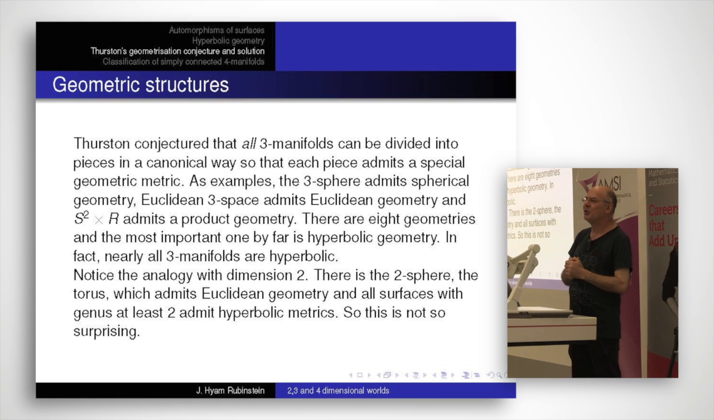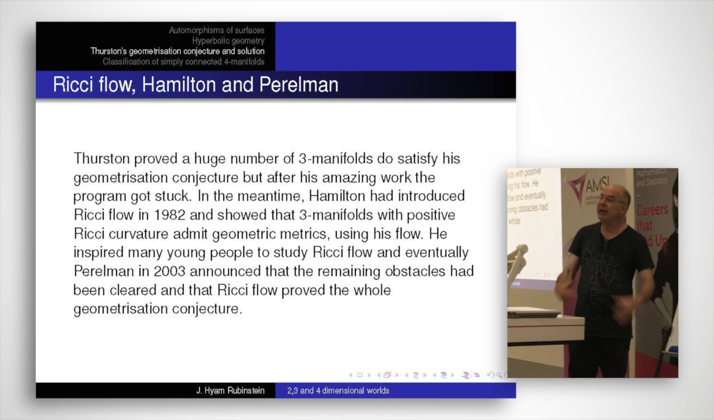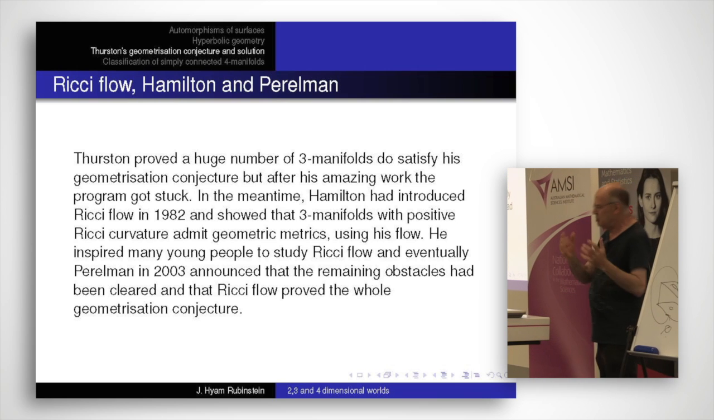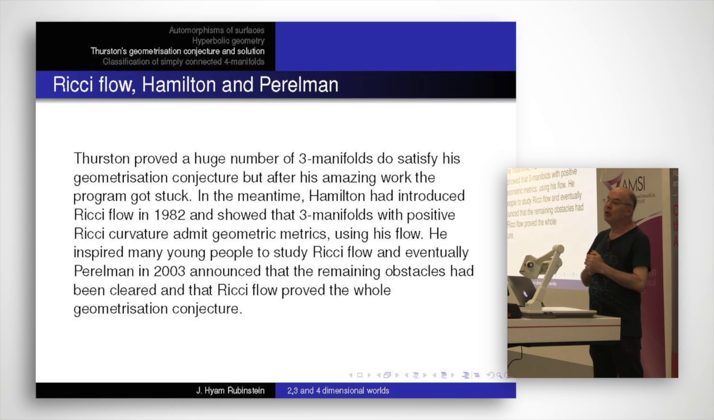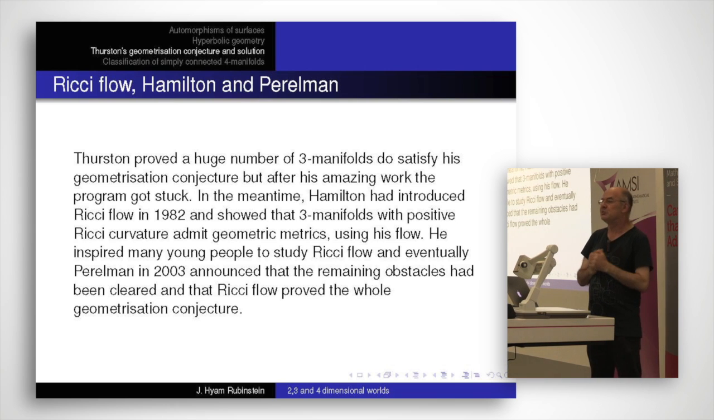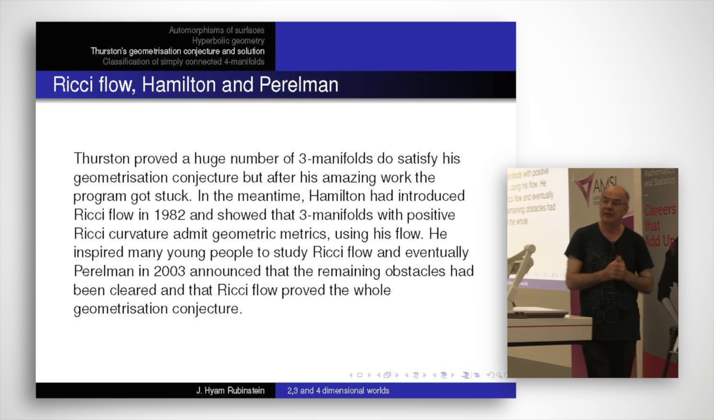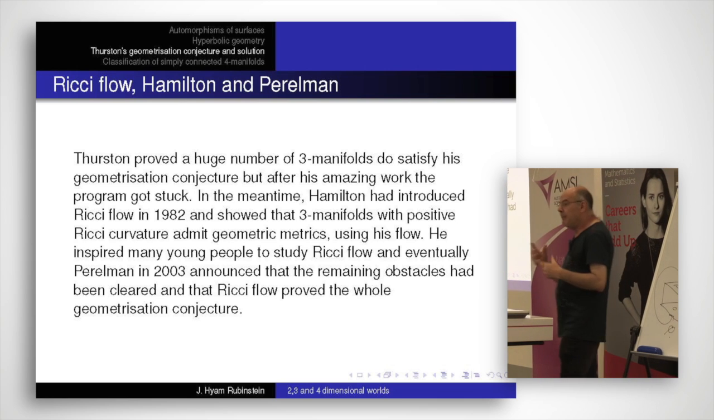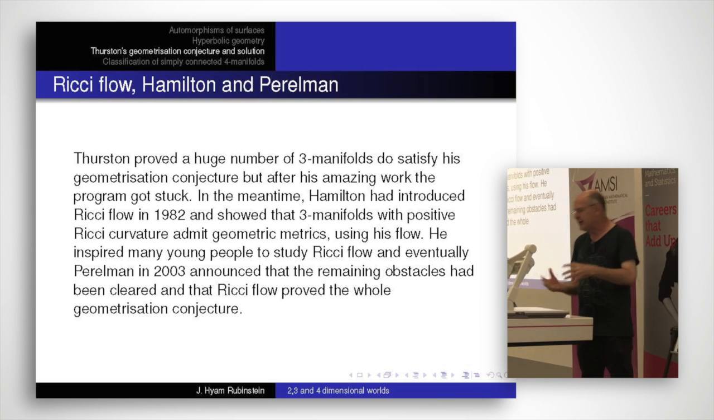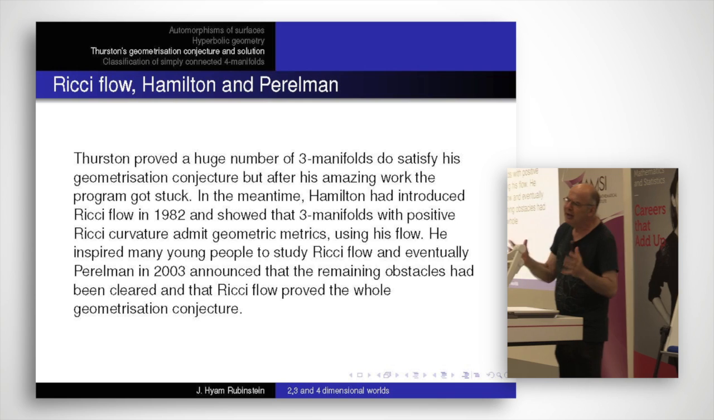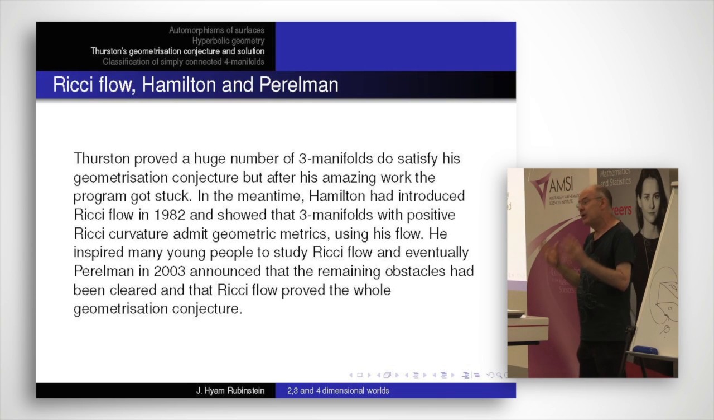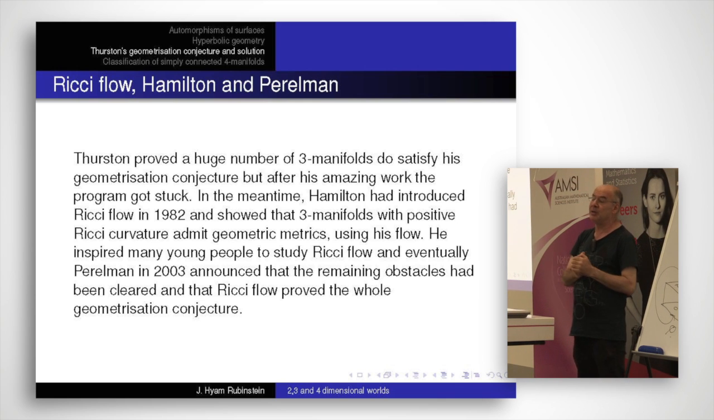But it is sort of really an amazing idea. Thurston already won a Fields Medal for this piece of work, plus lots of other brilliant things. He had already shown that in some sense most 3-manifolds satisfied geometrization, but at a certain point he got stuck. In the meantime, another genius, Richard Hamilton, introduced a sort of heat flow method for changing geometries.